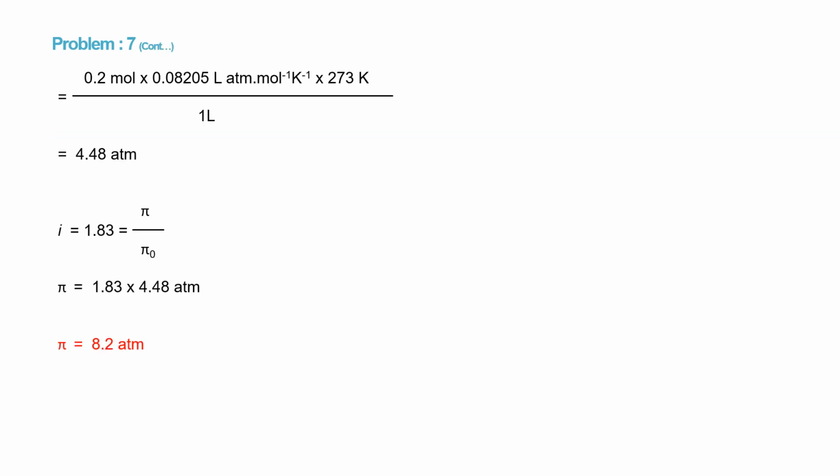So in this case, which is equal to 0.2 into 0.08205 into 273 upon 1 liter. So your answer becomes 4.48 atmosphere. Now your i, which is equal to 1.83, which we calculated earlier, is equal to pi upon pi 0. So pi is equal to 1.83 into the calculated value, that is 4.48. So your answer becomes pi is equal to 8.2 atmosphere.